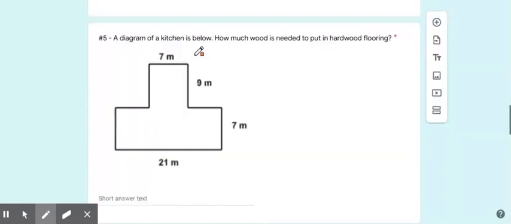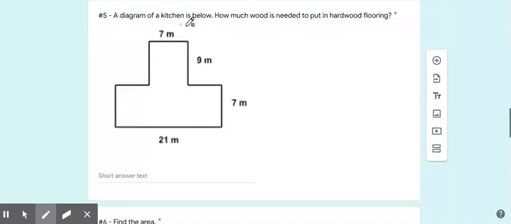Number 5, here you have a diagram of a kitchen, and the question says how much wood is needed to put in hardwood flooring. So what if you cut it right here? Okay, and you found the area of this 7 by 9 rectangle. What's the area of a 7 by 9 rectangle? Well, 7 times 9 is 63. So that one would be 63.